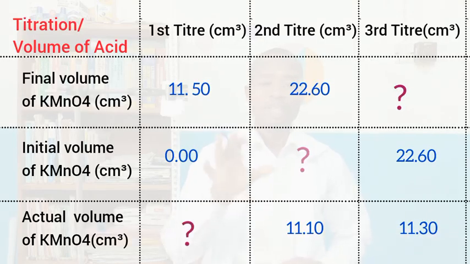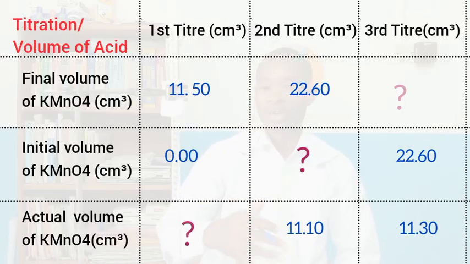Alright, as you've seen from the table of values, you are expected to complete that table. We are going to obtain the missing values. Are you getting me right? And then of course, as we know for all titration experiments, it's important that we determine the titer value. That is the average volume of the titrant, the average volume of potassium manganate 7 used.